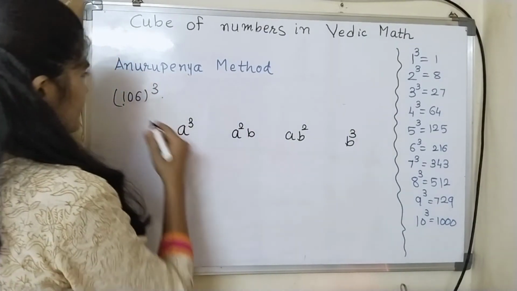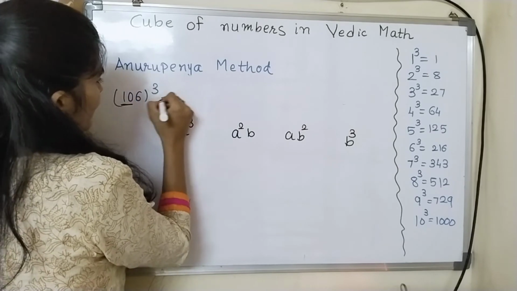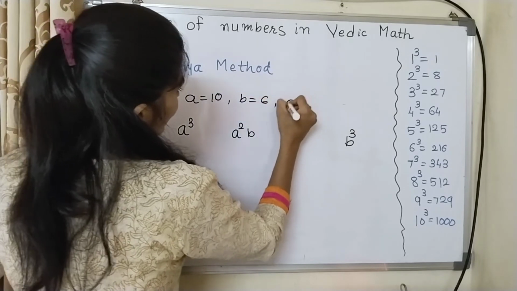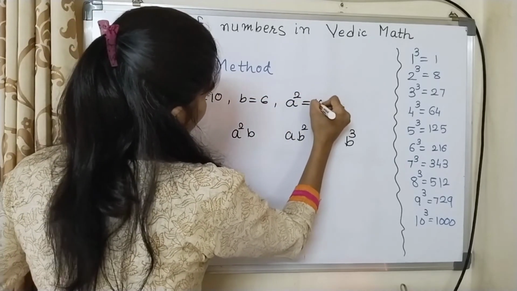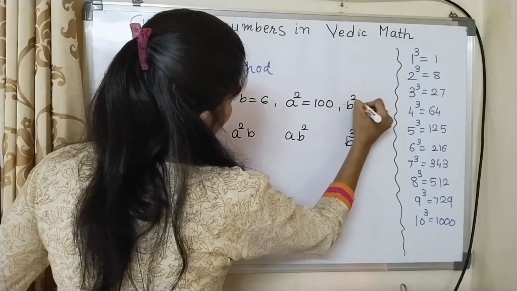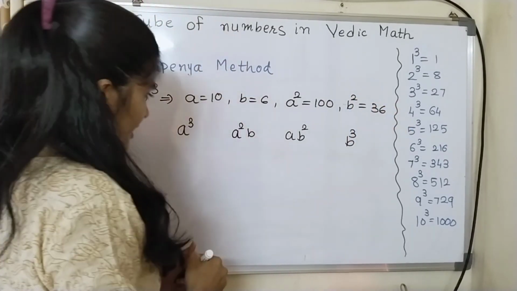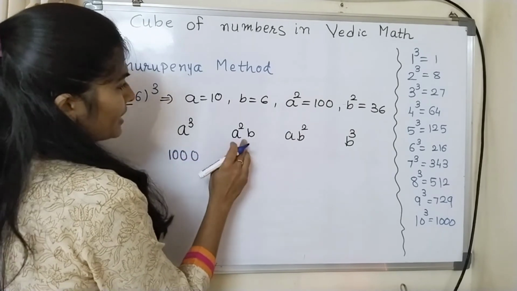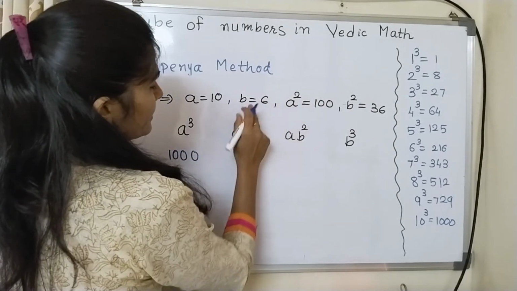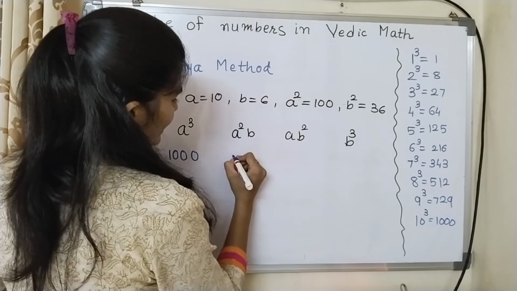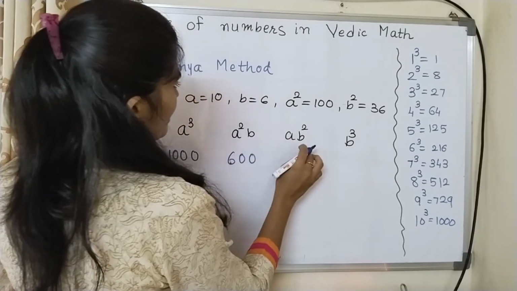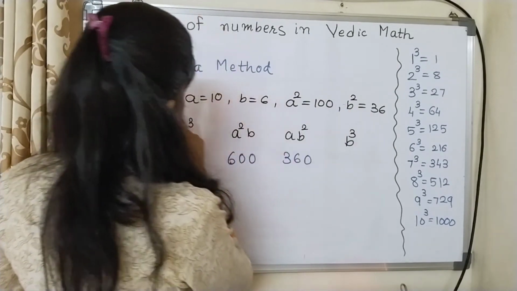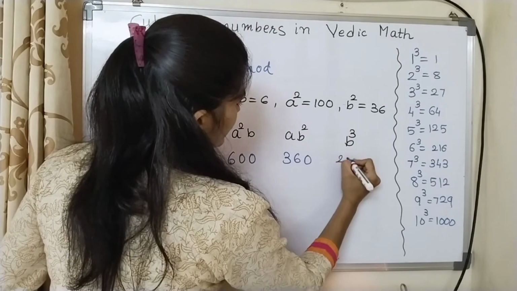So I took 106 cube. I can divide them into two parts, like A is equal to 10 and B is equal to 6. So I can say my A square is square of 10, which is 100, and square of B, which is 36. Now first step is we need to write down cube of 10, which is 1000. Now A square B. A square is 100 times 6, which is 600. So I can write it as 600. AB square. A times B square, which is 360, and B cube means cube of 6, which is 216.